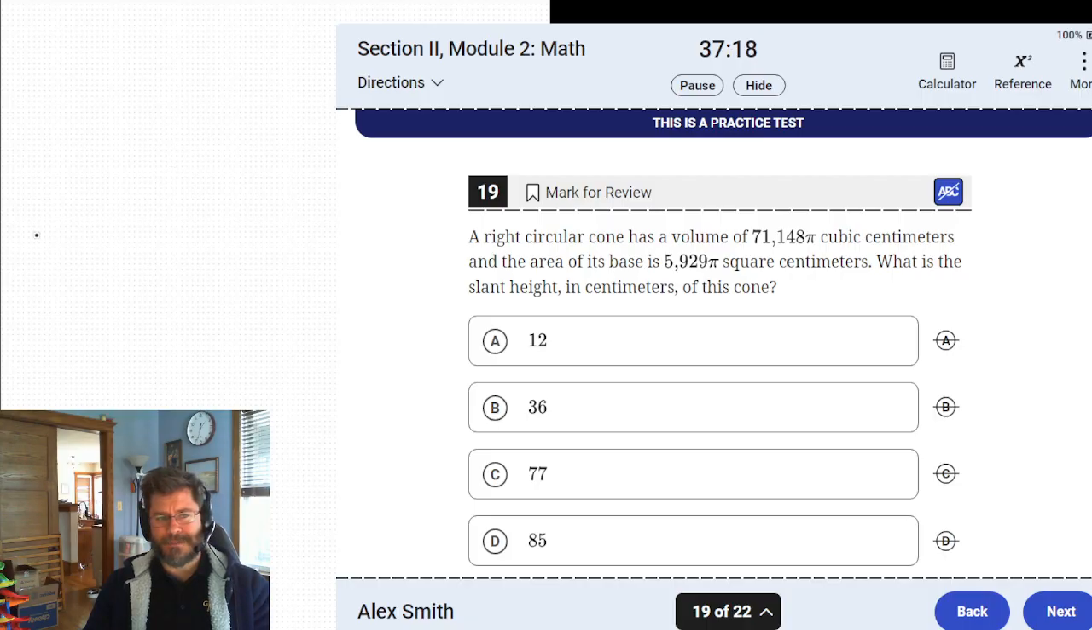Hey, geometry finally. A right circular cone has a volume of 71,148 pi cubic centimeters, and the area of its base is that. What is the slant height? Okay, so they do give you these equations, but I do encourage you to memorize them. It's a circular cone, so the area of the base is pi r squared, and that's there to give us the radius. 5929 pi. The pi's cancel off, and you take the square root of 5929, and that gives us our radius.